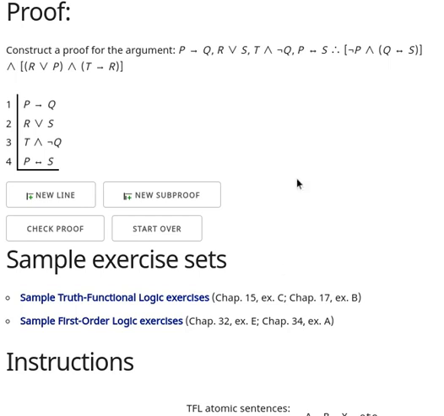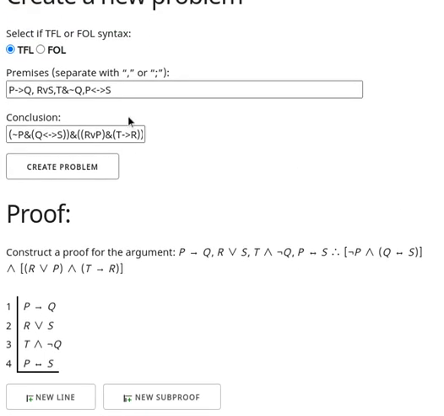Okay, so here's a quick demo of the OpenLogic project. Here I have given myself some premises. I have P implies Q, I have R or S, I have T and not Q, and I have P if and only if S. And then I formed a conclusion that I want to try and derive.